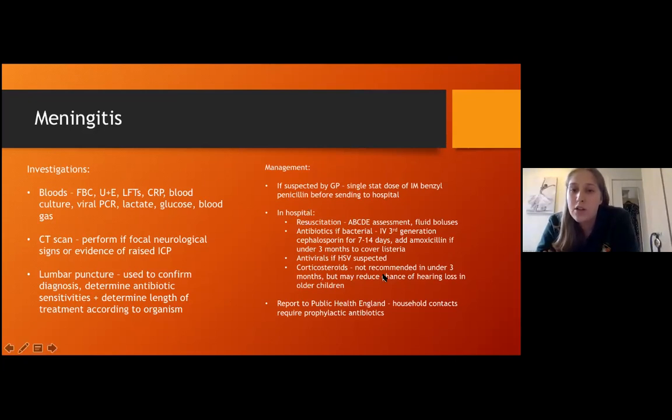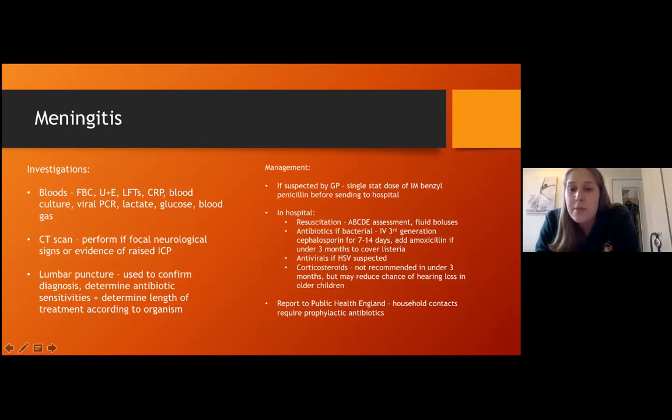Then in hospital, obviously you're going to go through your normal ABCDE assessment, give them fluid boluses because they might be quite dehydrated. Then once you've found out what's causing it, if it's bacterial, they tend to give IV third generation cephalosporins for 7 to 14 days. And this will obviously depend on your trust guidelines. So you should look out for what antibiotics they treat meningitis with. But 7 to 14 days IV is the key thing to remember.